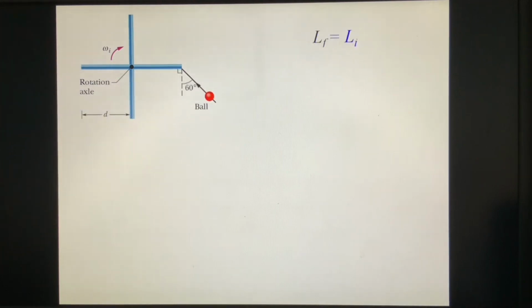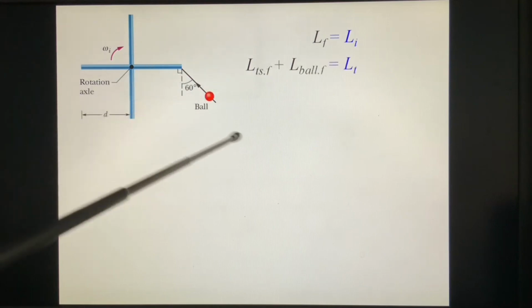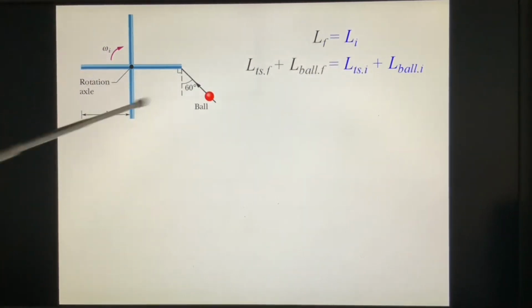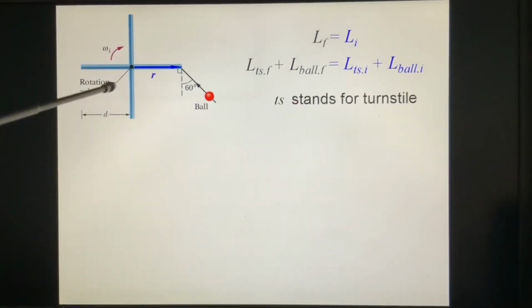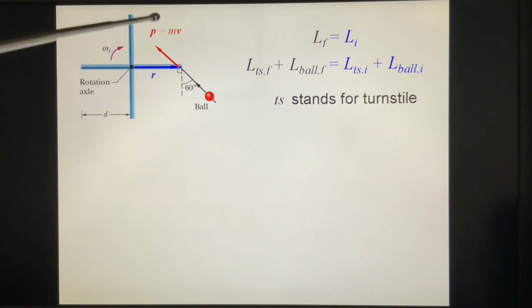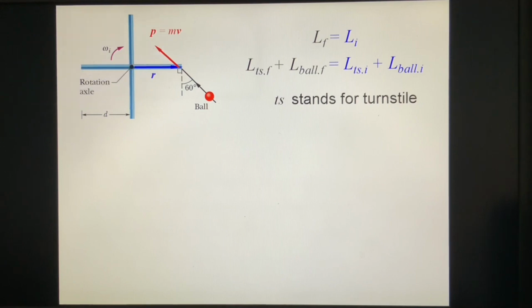Initial, final. Finally, we have 2 terms: one is the turnstile, one is the ball. Initially, you have 2 as well: the turnstile and the ball. And we write it down. Look at this one. The ball hits here. So this is the r, and its p is mv. Now we see, what is this? This is r cross p, which is outward from the surface.